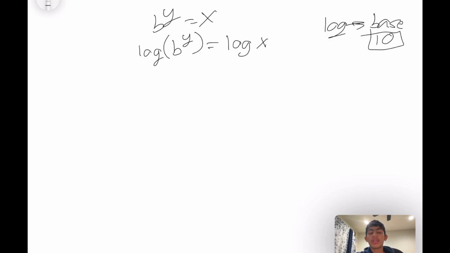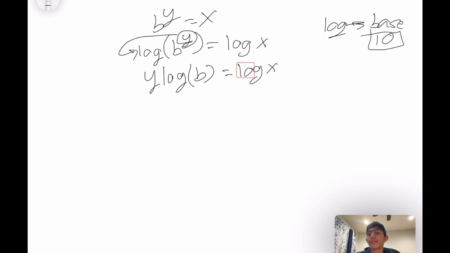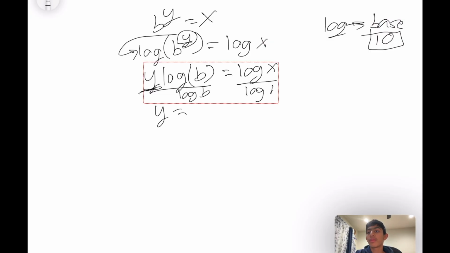Okay, now we're going to go ahead and rewrite this using the power rule, which we'll discuss next time. The power rule states that you can take the exponent here and put it in front of the logarithm. So this would be rewritten as y times log of b is equal to log x. Now let's isolate y. To do this, we'll divide both sides by log of b. This will give us y is equal to log x over log b.